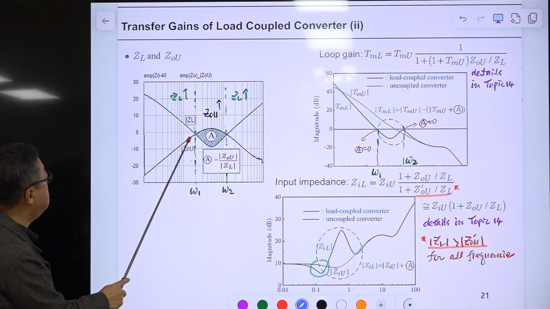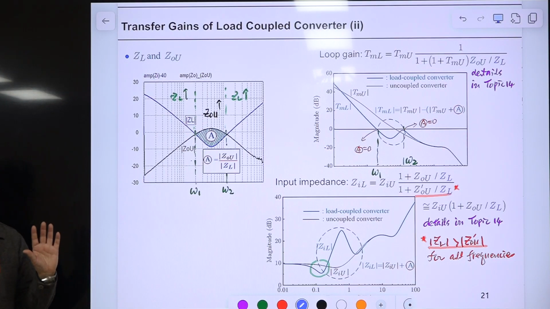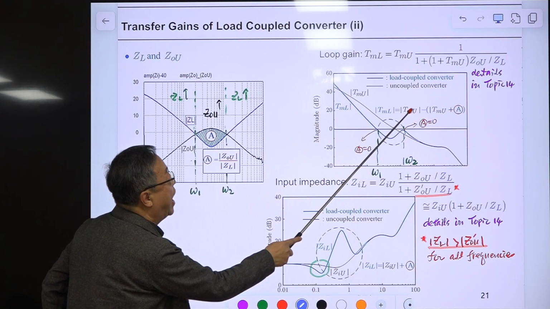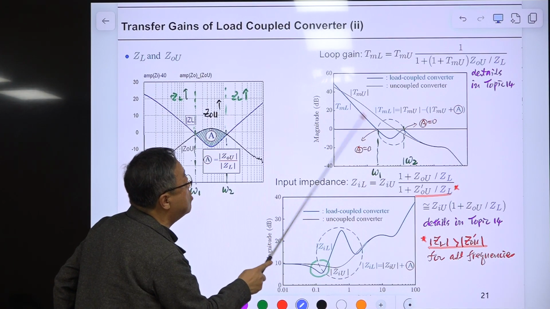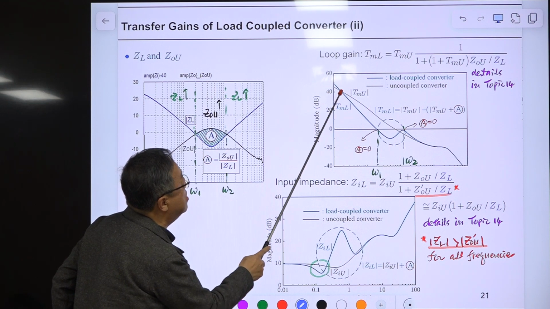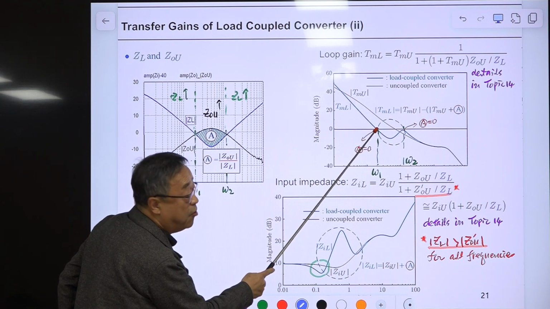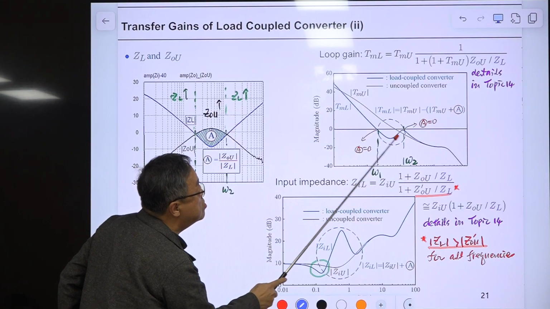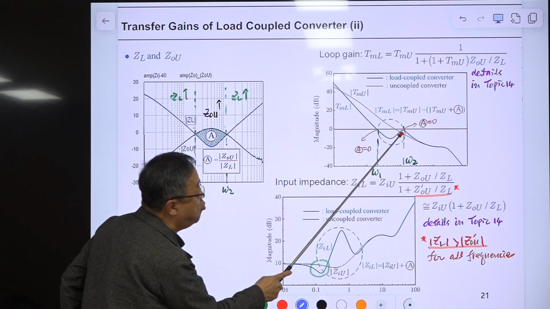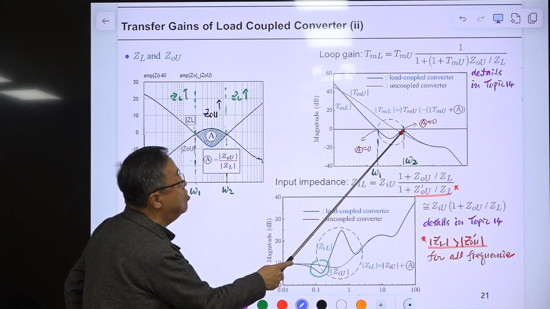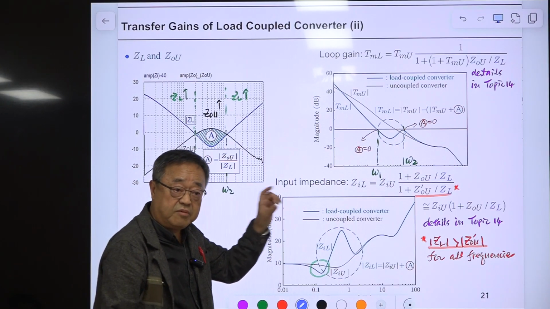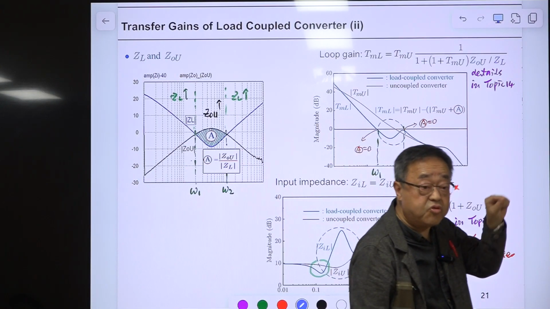They are the same. So at this point, the magnitude of GL and GOU are the same, 0 dB, unity. So this becomes 0. Then TMU minus TMU is 0. So the loop gain, TML, is crossing 0 dB at this point because this is 0. They are the same. Then this becomes 0. So it's approaching 0, not quite 0, but very close to 0, because you are subtracting TMU from TMU.